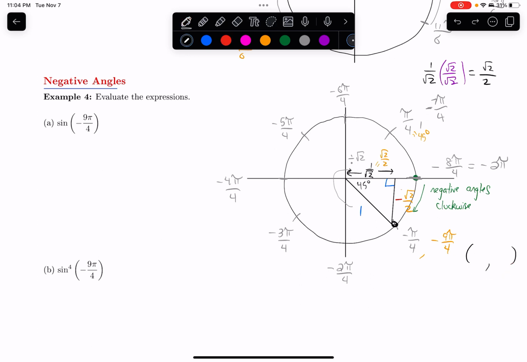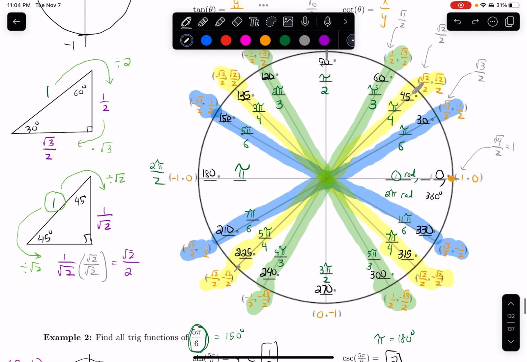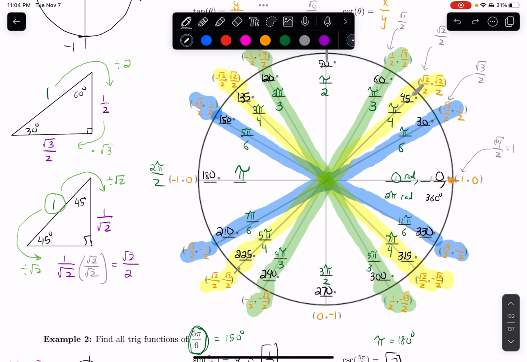The x-coordinate is root 2 over 2. That's this horizontal length. The y-coordinate is this vertical length, which is negative root 2 over 2. Of course, if I have my unit circle memorized, I could have gotten these coordinates a lot more quickly. Like if I look back up to my unit circle from a couple pages ago, at that spot, here are the coordinates, the same values I got.